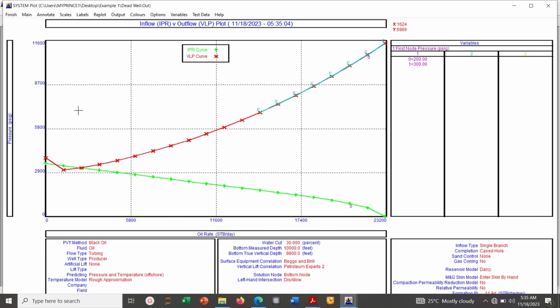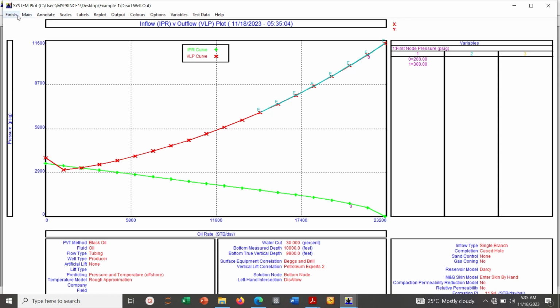So the well is flowing at the wellhead pressure of 200. There is an intersection between the inflow and the outflow. We are not considering this first intersection. This represents a condition of an unstable flow. So at this point of intersection, we have about 2,320 stock tank barrel of oil per day.